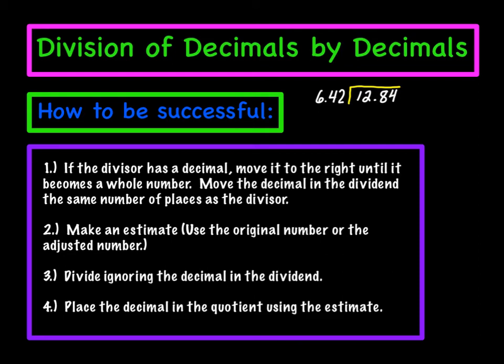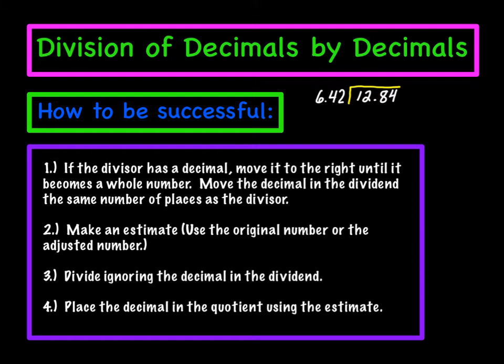Division of decimals by decimals. Let's look at how we can be successful. Number 1 says, if the divisor has a decimal, which is the number on the outside, move it to the right until it becomes a whole number. Move the decimal in the dividend the same number of places as the divisor, which I'll demonstrate here after I read through these.